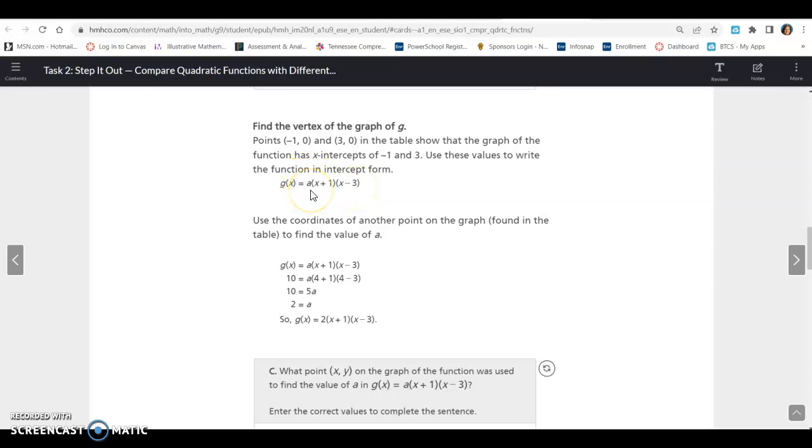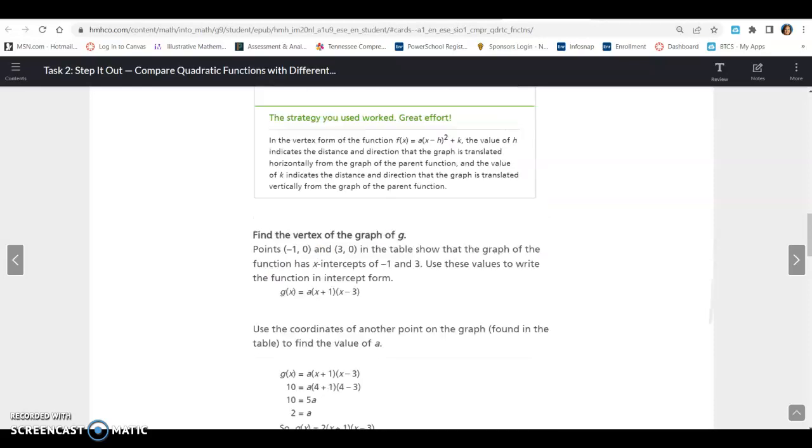So to do that, we're going to have to find another value, or another point from our table and plug it in. So we know g of x is the same thing as y equals, this is just function notation, and we have x. So if we have an x and a y value, we can plug the x and y in and solve for a. So that's what we're going to do.